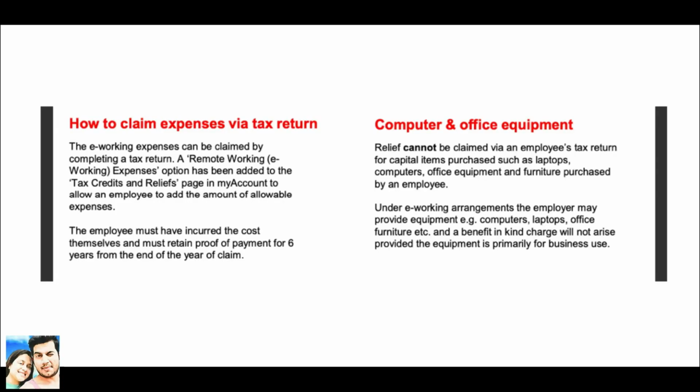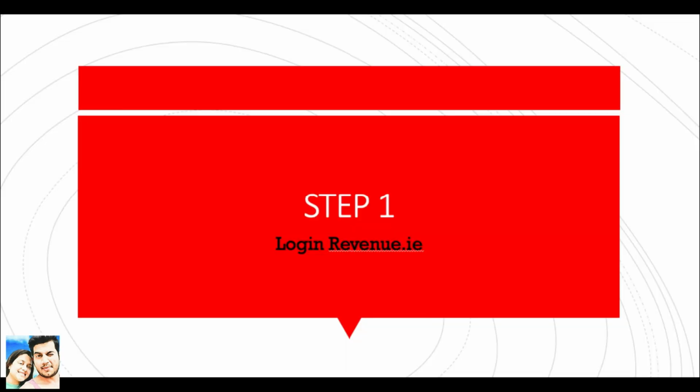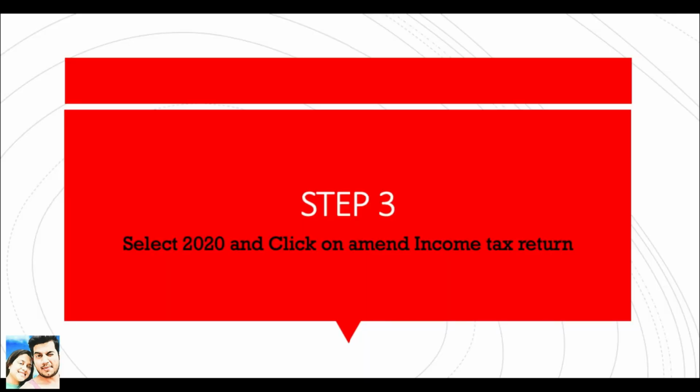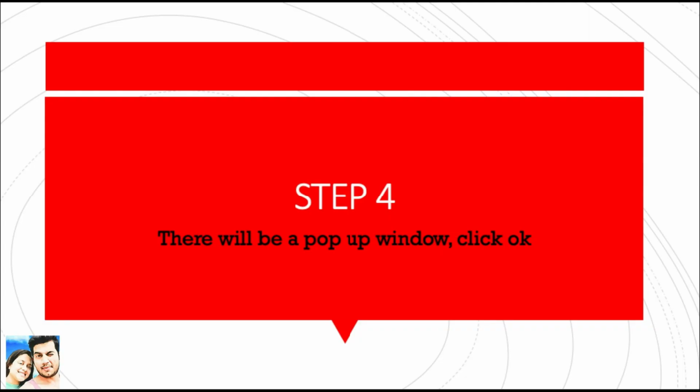Now let's understand how you can claim these expenses in the system. And just to add, you can't claim tax relief on computer and office equipment that you have purchased. So step 1 is to log in to your Revenue account. Step 2, click on Review Year 2017-2020. After that, select 2020 and click on Amend Income Tax Return. There will be a pop-up. Click OK.